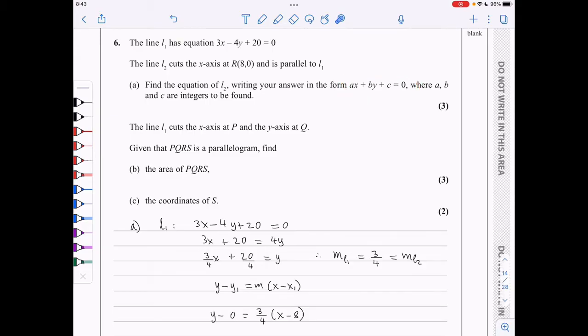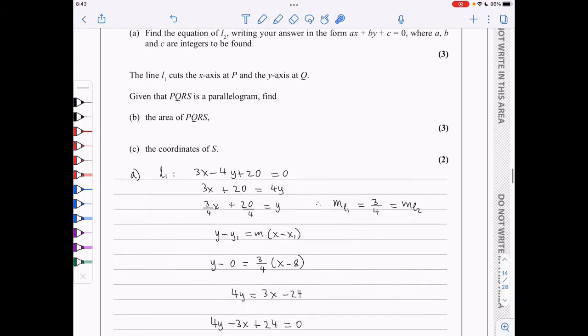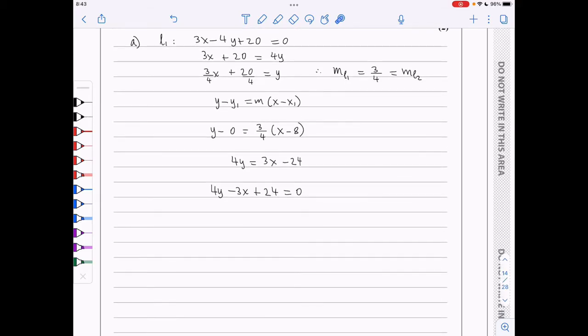Now the line L1 cuts the x-axis at P and the y-axis at Q. Given that PQRS is a parallelogram, find the area of PQRS. I will actually start by finding the coordinates of P and Q. So we know that the equation was 3x minus 4y plus 20 is 0.